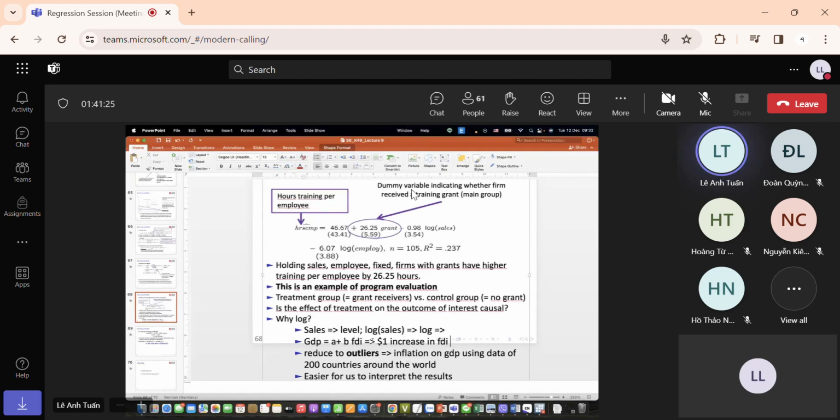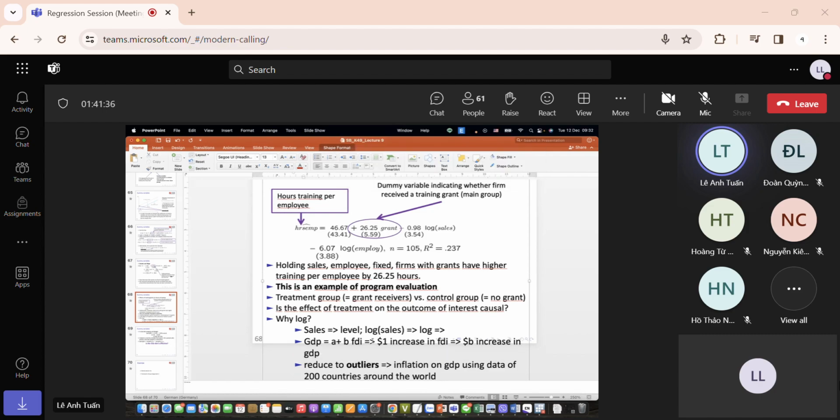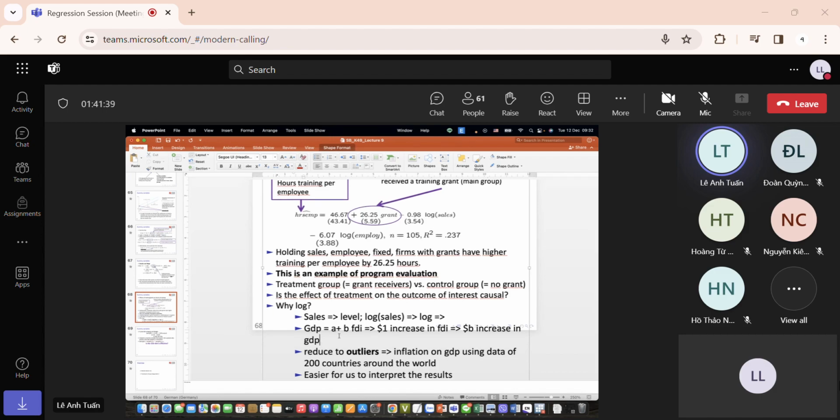Increase in FDI leading to, okay, the beta here, right? The beta units, or the beta US dollar, increase in the GDP. But you can see here, the GDP may be in the trillions, but here you only get a $1 increase. So in terms of this, it is not significant, because $1 is very small.